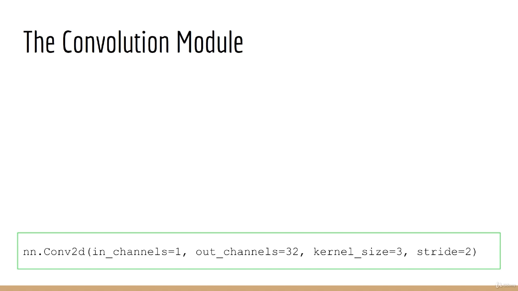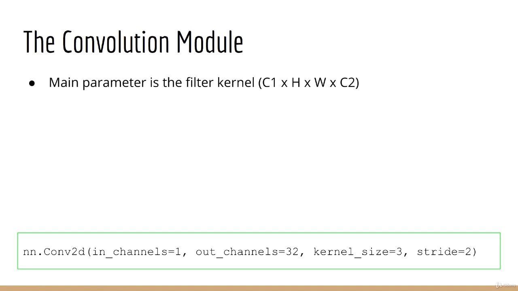So number one, we want to look at the convolution module. The module we need is called conv2d, and on this slide, what I want to do is highlight its arguments and relate them to the math that we already learned. As you know, the main parameter in convolution is the filter or the kernel, which is a four-dimensional tensor composed of the number of input channels, the number of output channels, and the kernel height and width.